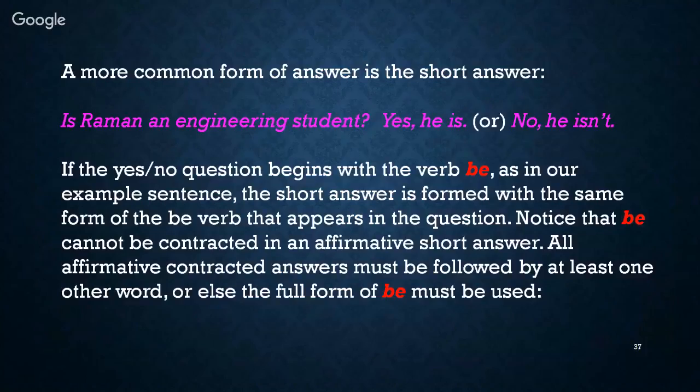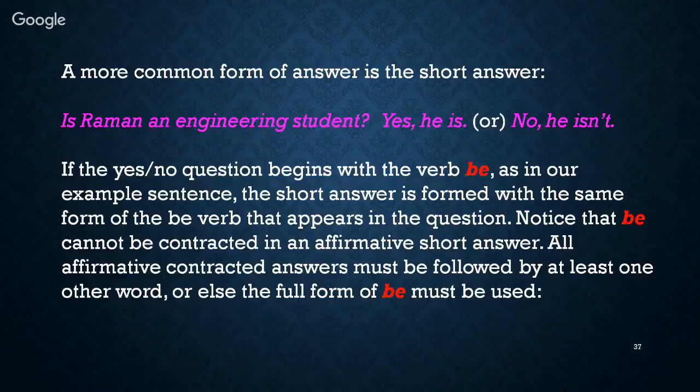A more common form of the answer is the short answer. Is Raman an engineering student? Yes, he is. Or no, he isn't. If the yes-no question begins with the verb be, as in our example sentence, the short answer is formed with the same form of the verb be that appears in the question. Notice that be cannot be contracted in an affirmative short answer. All affirmative contracted answers must be followed by at least one other word, or else the full form of be must be used.